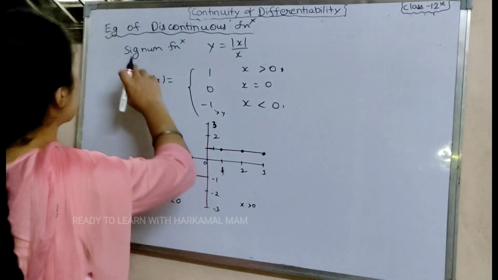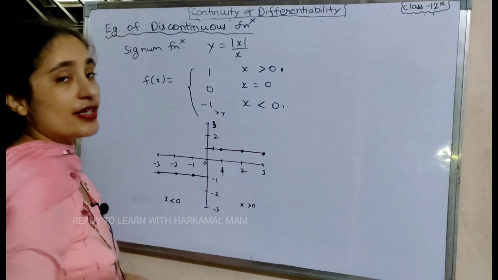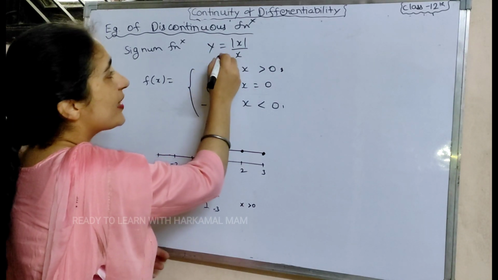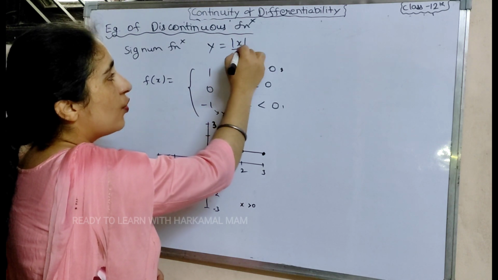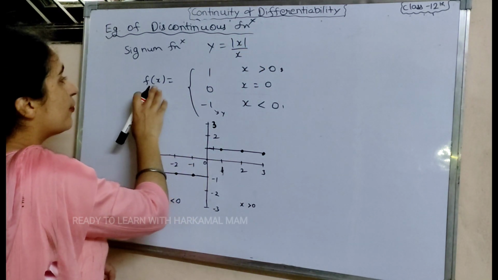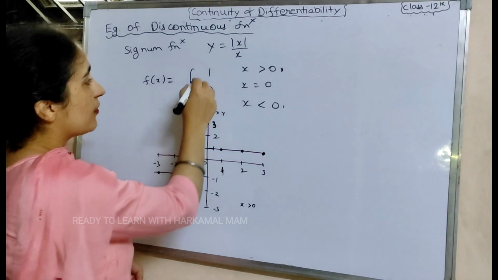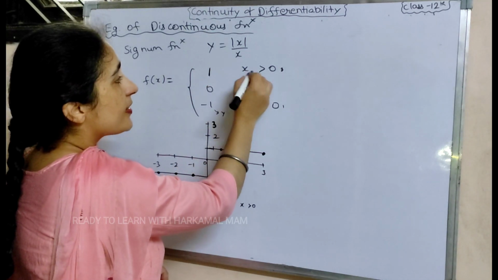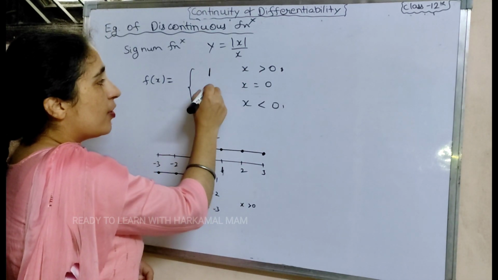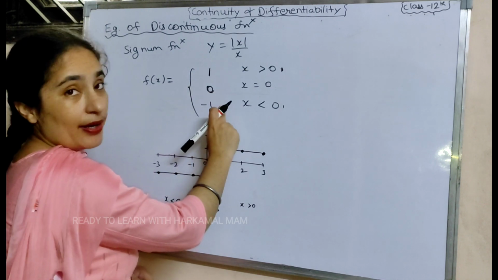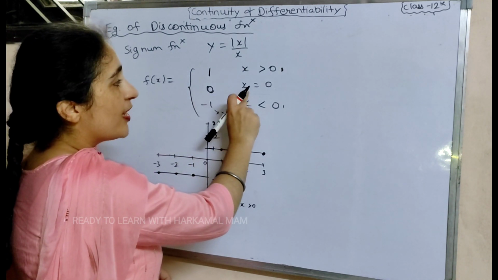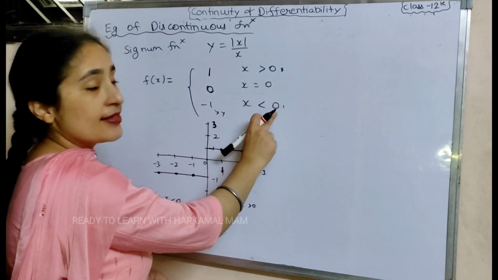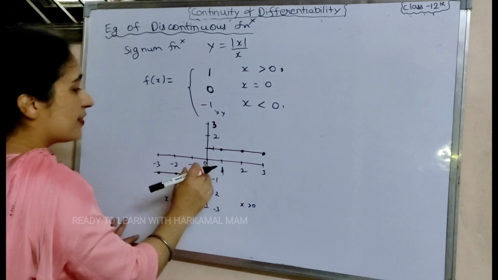So next is the discontinuous function. Let us take an example. An example of a discontinuous function is the signum function. What is the signum function? Let us take the function y is equal to modulus of x over x. For example, f of x is equal to 1 when x is greater than 0, 0 when x is 0, and minus 1 when x is less than 0.